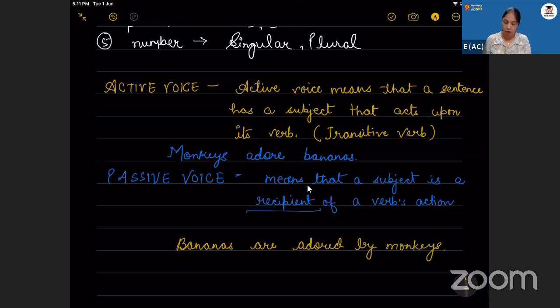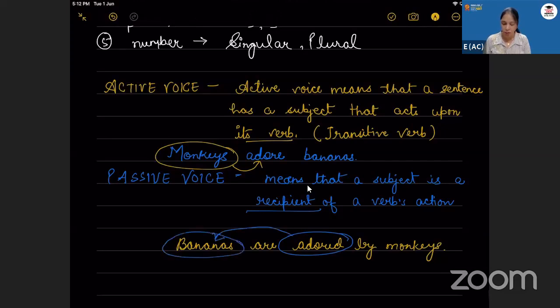What is the difference? When we say that active voice means that a sentence has a subject. First, tell me, monkeys adore bananas. What is the subject? Monkeys. And the next line is that it acts upon its verb. Who is adoring? Monkeys are adoring. So the subject is acting upon its verb. Whereas in the second example, bananas are adored by monkeys. A subject is a recipient of the verb's action. Here, the subject is recipient.